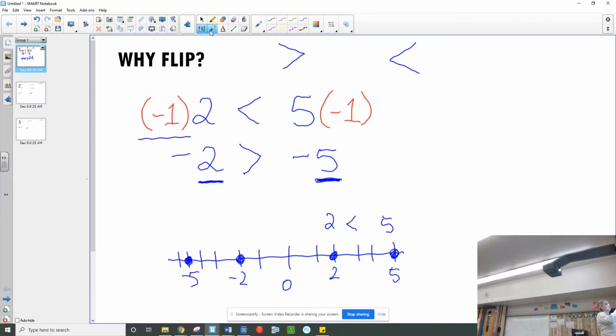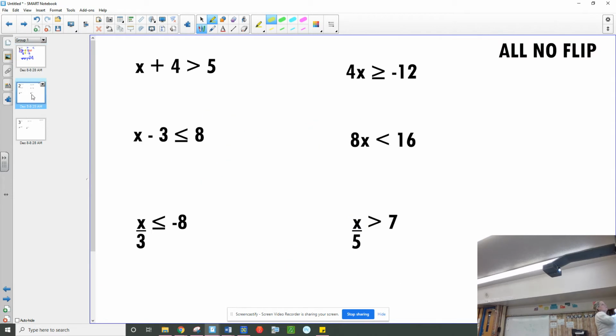So when we multiply or divide, division would have worked here too, by a negative value, we have to switch the direction the inequality was facing. So it was a less than, now it's a greater than.